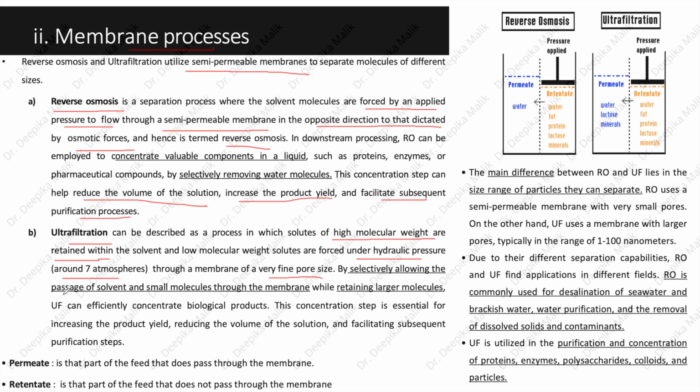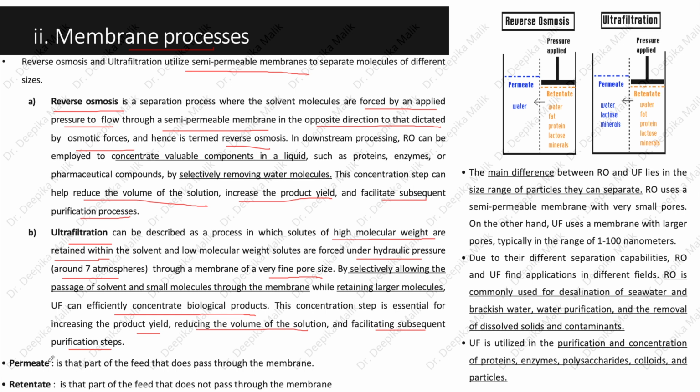By selectively allowing the passage of solvent and small molecules through the membrane while retaining larger molecules, ultrafiltration can efficiently concentrate biological products. This concentration step is essential for increasing the product yield, reducing the volume of the solution, and facilitating subsequent purification steps, just like reverse osmosis.